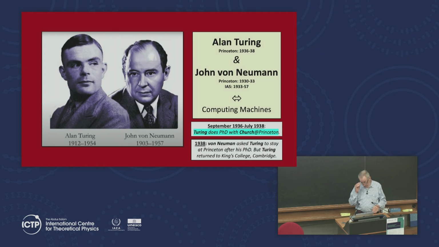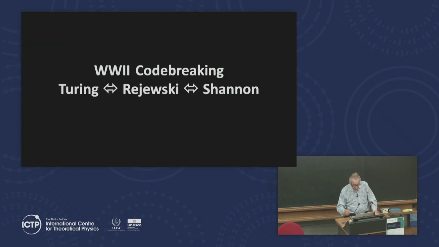So while he was at Princeton, Turing came into contact with von Neumann, and von Neumann was keen for Turing to stay and be in the von Neumann circuit at the Institute of Advanced Studies. But Turing decided he wanted to go back to the UK. So he went back to King's College. That was 1938. Already in 1939, the Second World War started, and Turing was assigned to Bletchley.